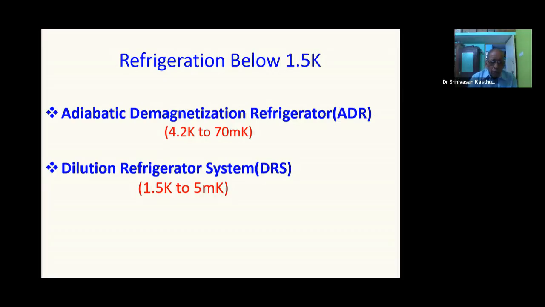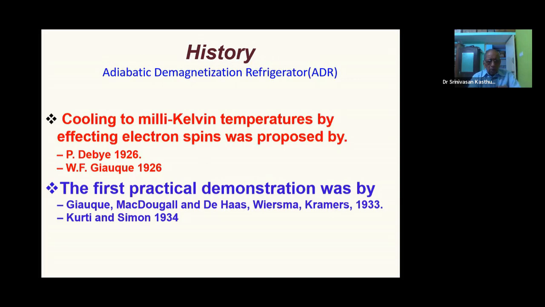We can even go further down if you are able to use nuclear spins instead of electron spins. We will come back to that a little later. Okay. And right now, let us talk about these two systems. What about the history? Let us look at the history of the adiabatic demagnetization refrigerator system.